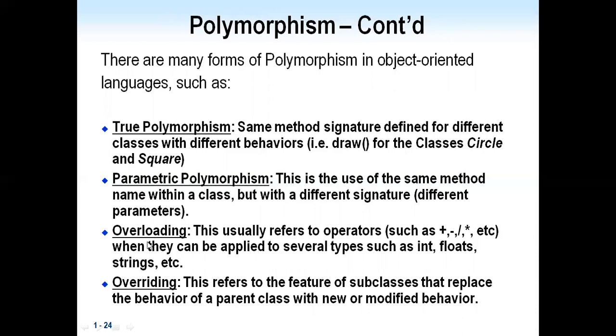Next, overloading. This is usually referred to the operators, that is addition, subtraction, multiplication. They can be applied to several types such as integer, floating points, and strings. That is overloading of operations. Next, overriding. Overriding refers to the features of subclasses that replace the behavior of the parent class with new and modified behavior.